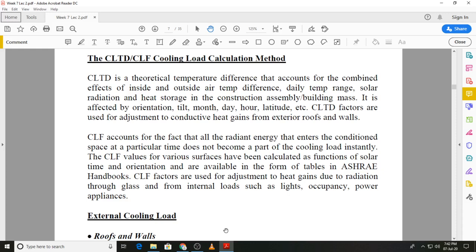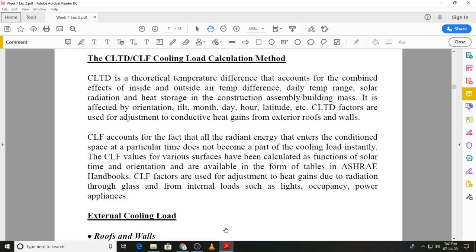However, modern day software for calculating cooling loads use a different cooling load estimation method, that is the heat balance method, for example. But that requires the solution of a large number of equations in an iterative manner, and that is suitable for computer-based solution. Manually, the method that we are going to go through is the CLTD-CLF cooling load method. The CLTD stands for cooling load temperature difference, whereas CLF stands for cooling load factor.